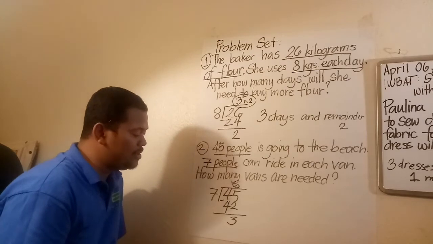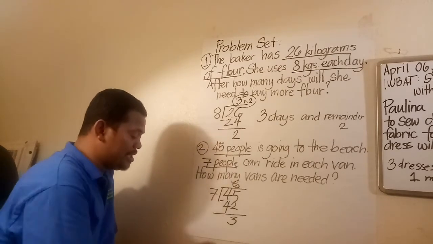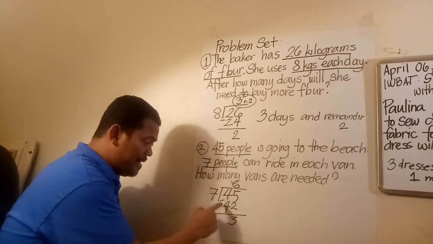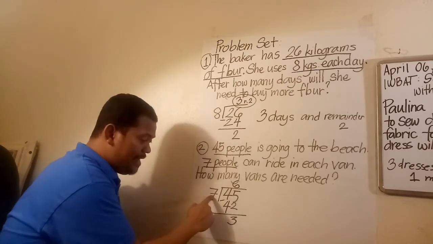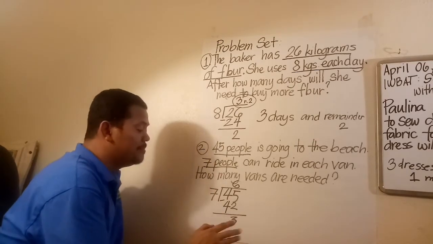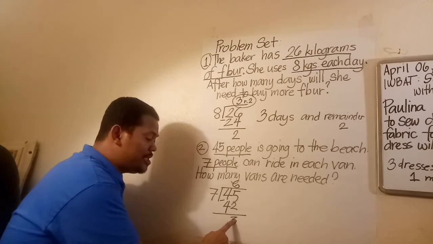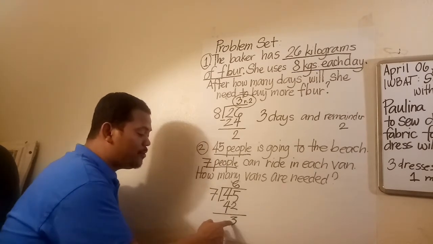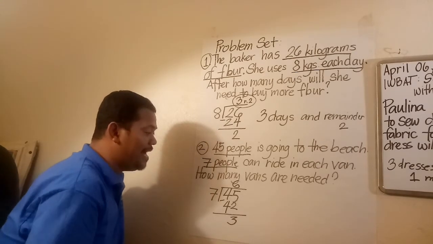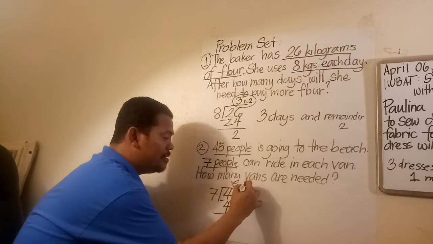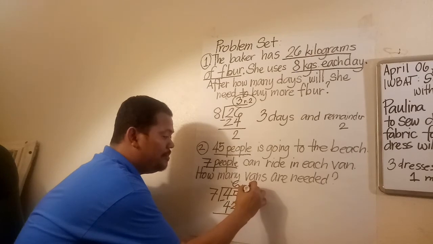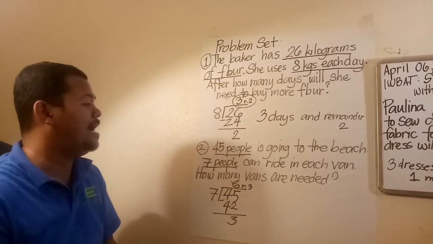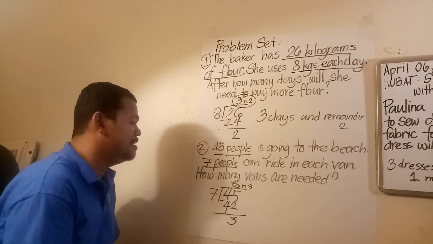Now, let us see if we can still divide 3 divided by 7. 3 divided by 7, can we do it? No, because 3 is already smaller than our divisor. So what are we going to do with number 3? We are going to use that as our remainder. Remainder 3.